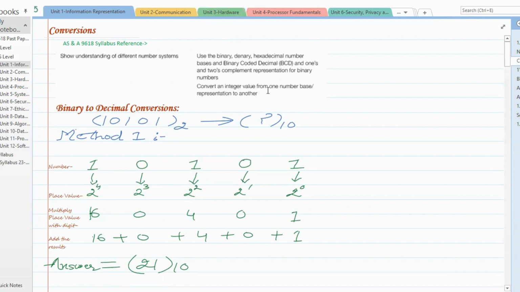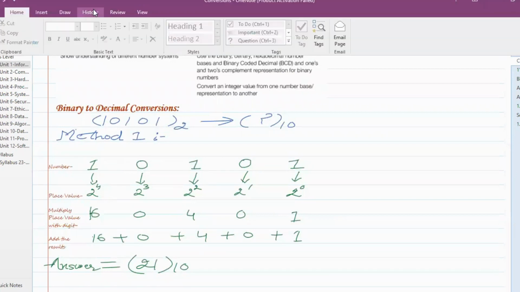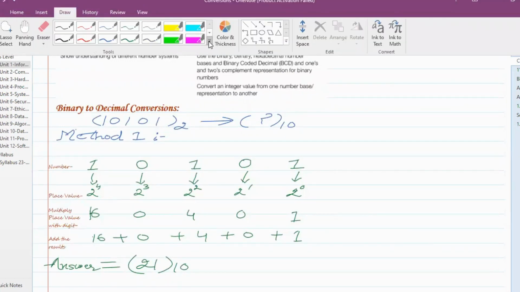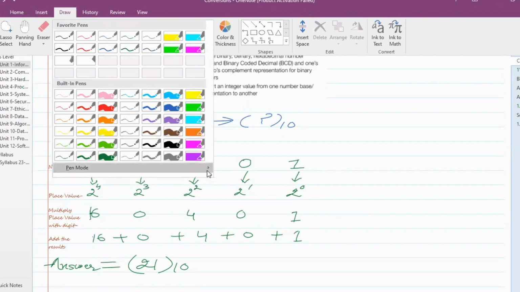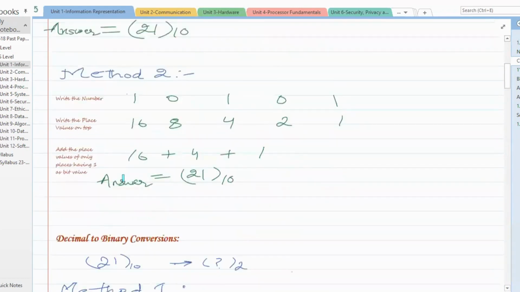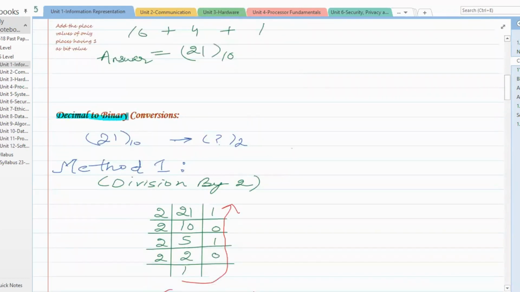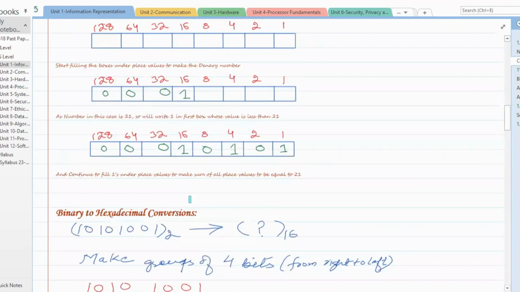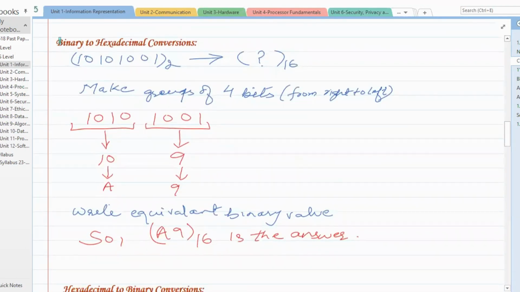So convert an integer value from one number base representation to another. So that is what we started to learn, right? Now, in last session, we have covered binary to decimal and also how to convert a decimal to binary. In today's session, we are going to learn about binary to hexa and hexa to binary conversions, right? And then we'll cover hexa to denary and denary to hexa in next session.